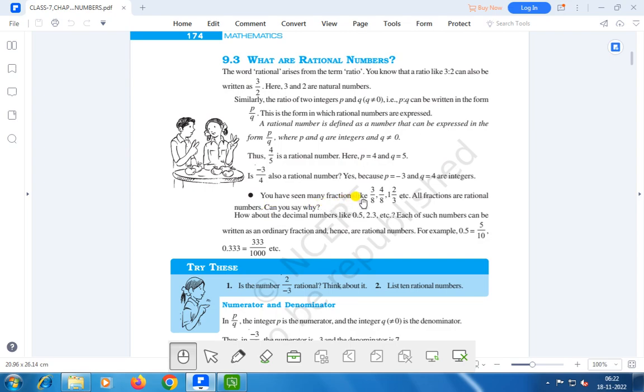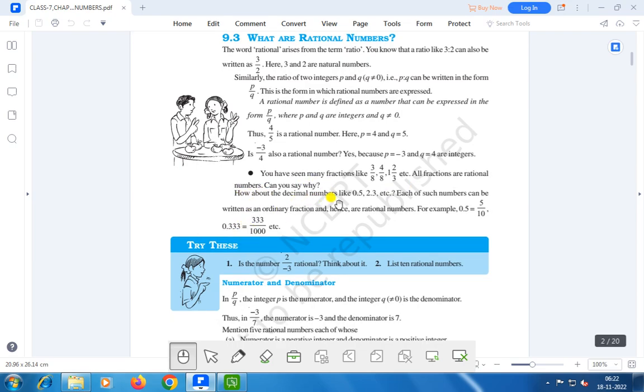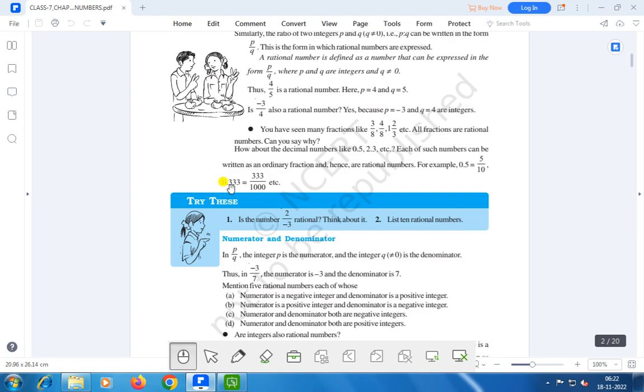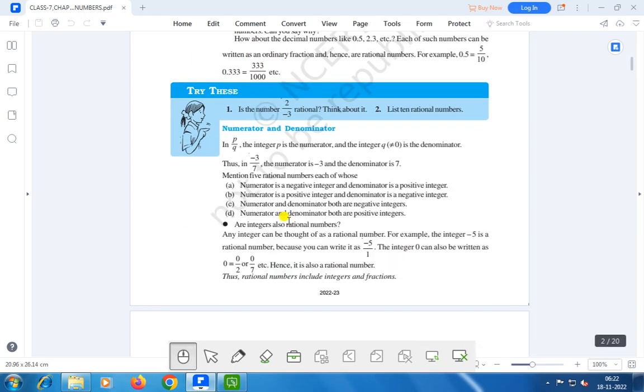You have seen many fractions like 3 by 8, 4 by 8, 1 whole, 2 by 3, etc. All fractions are rational numbers. Can you say why? How about the decimal numbers like 0.5, 2.3, etc.? Each of such numbers can be written as an ordinary fraction and hence are rational numbers. For example, 0.5, that is 5 by 10, 0.333 is 333 by 1000, etc. Right?